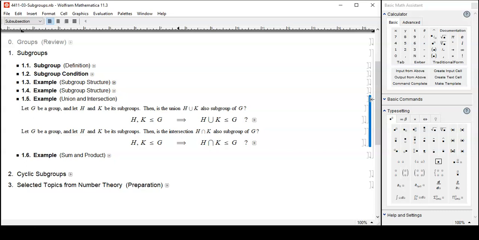Let G be a group and H and K be subgroups. Is the union also a subgroup? Yes or no? If yes, you have to prove it. If no, then you have to provide a counterexample.